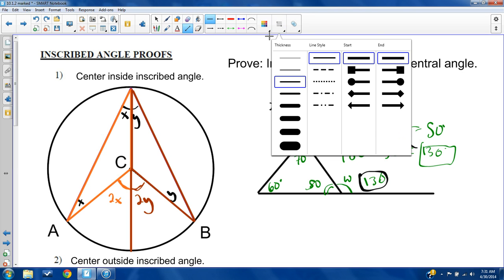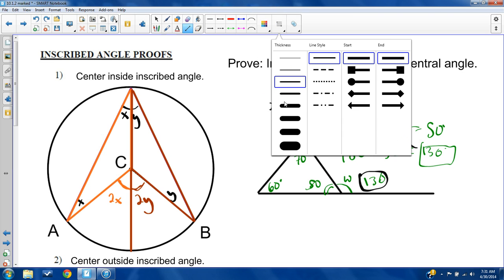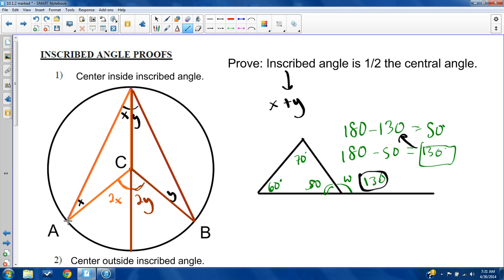Now going back here, we want to look back at our central angle, the whole thing. So if this is, well, let's make it a little thicker, make sure that we're for sure knowing what we're referring to here. AB and ACB, our central angle. That big red guy right there. I want to find out what this entire thing is. Well, it's 2x plus 2y. So our central angle is 2x plus 2y.